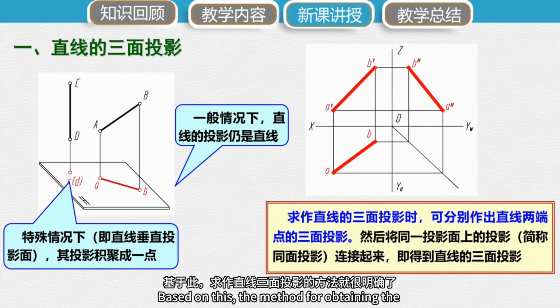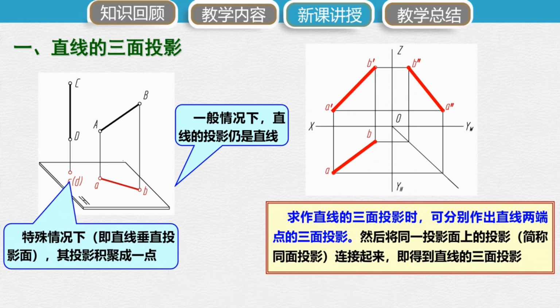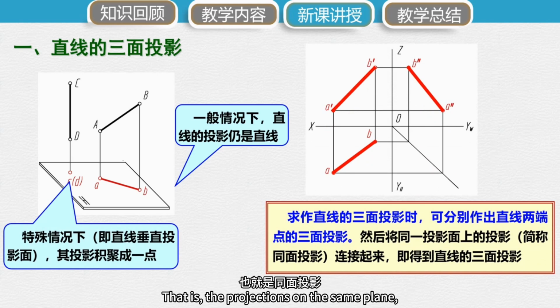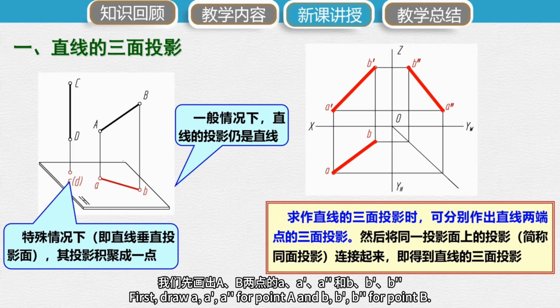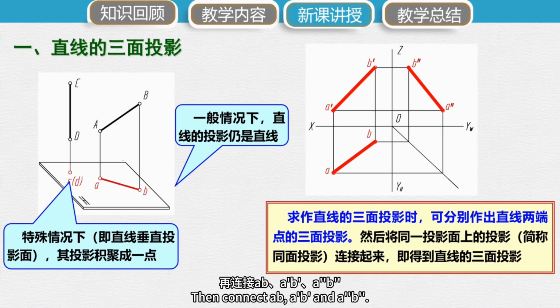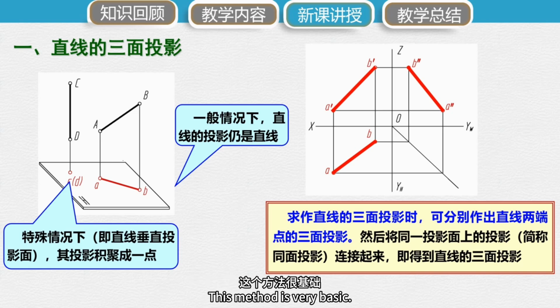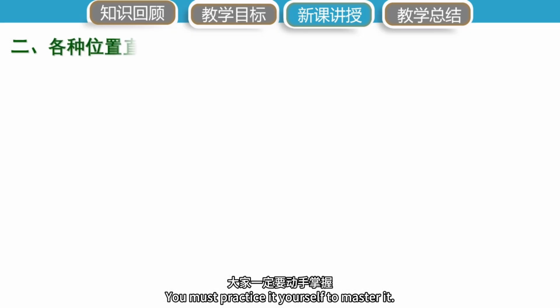Based on this, the method for obtaining the 3-view projections of a line is clear. First, draw the 3-view projections of the 2 endpoints of the line. Then, on each projection plane, locate the endpoint projections, that is, the projections on the same plane, and connect them with straight lines. In this way, you can obtain the 3-view projections of the line. For example, line AB. First, draw a, a', a'' for point A and b, b', b'' for point B. Then connect ab, a'b', and a''b''. These 3 connecting lines are the projections of line AB in the 3 views. This method is very basic. You must practice it yourself to master it.